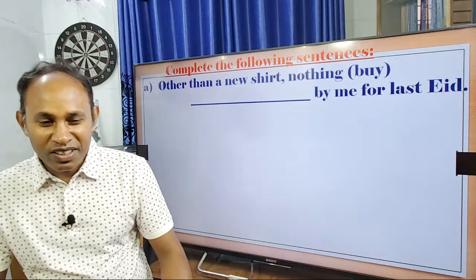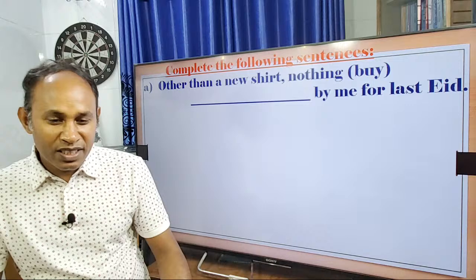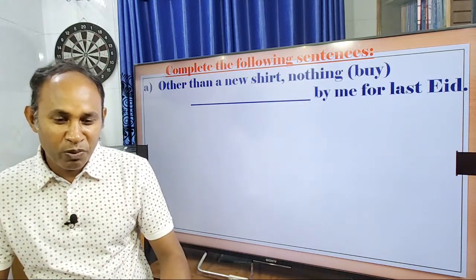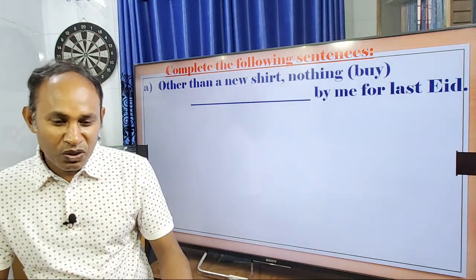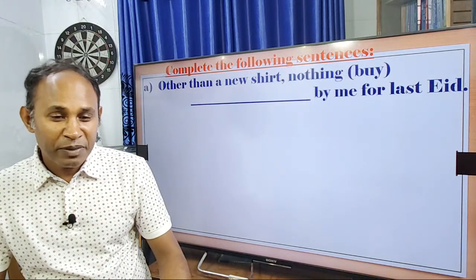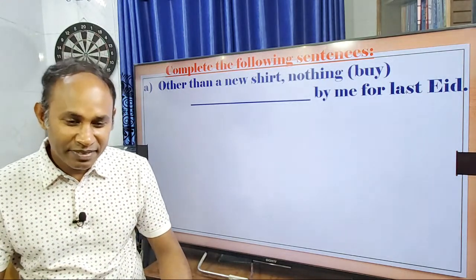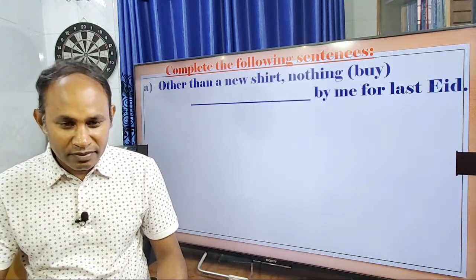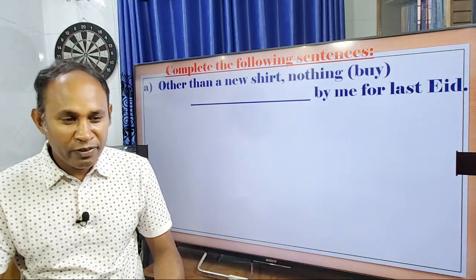Yeah, you are confused now. You are getting different answers. For this question I have got answers like can be bought, could be bought, is bought, was bought, and so many answers. That means you have started making mistakes, so be careful.